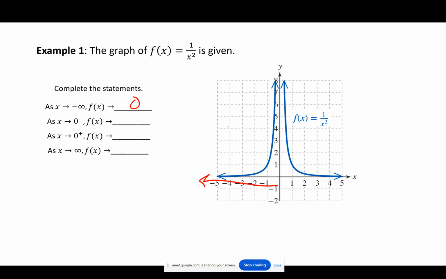As x approaches 0 from the left, so it's coming this way, what is the graph doing? The graph is shooting up towards infinity. So f is approaching positive infinity. As x approaches 0 from the right side, coming in this way, again, the graph is shooting up toward infinity, so positive infinity. And as x is approaching positive infinity, so going from 0 up, we can see that the graph is coming down towards the x-axis, so it is approaching 0.